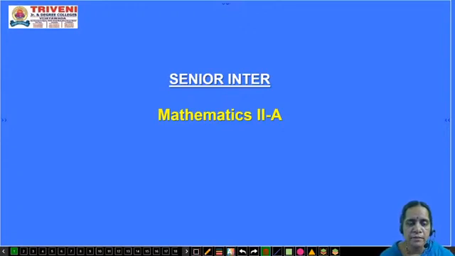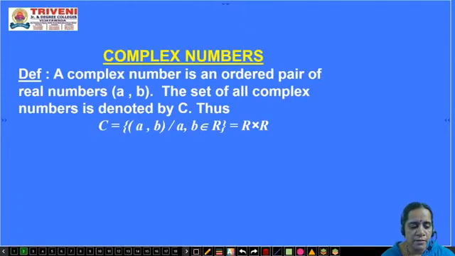What is a complex number? The combination of a real part and an imaginary part is called a complex number. Now the definition of a complex number in the mathematical way: a complex number is an ordered pair of real numbers a comma b. Suppose 3 comma 4 is there, this can also be a complex number. The set of all complex numbers is denoted by C. C is equal to the ordered pairs a comma b such that a comma b belongs to R.